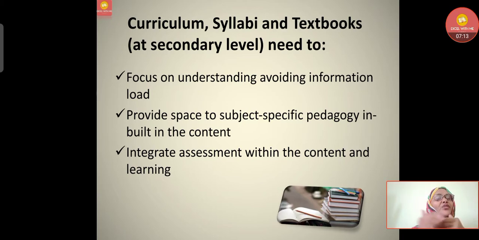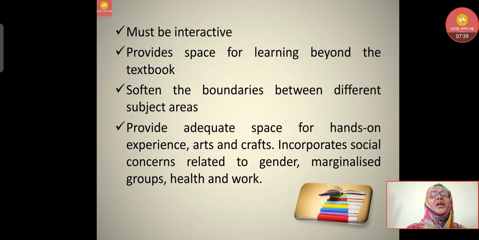Then integrate assessment within the content and learning. Obviously, this is formative assessment, where continuously they will have the assessment integrated in the classroom situation itself, not only at the end of the content that was taught. Examination used to be there, but it is not like that now. Now continuously they are assessing. Then it must be interactive. Obviously, how should the classroom practice be?